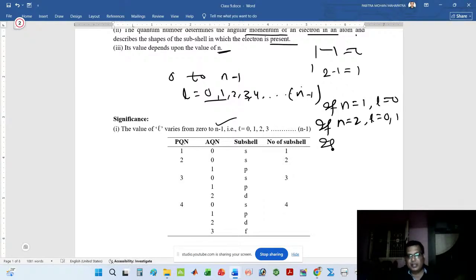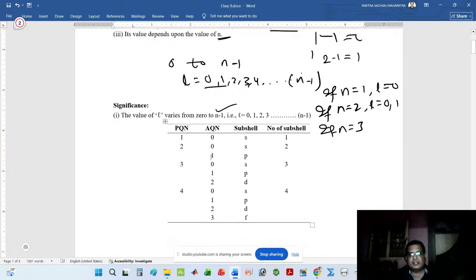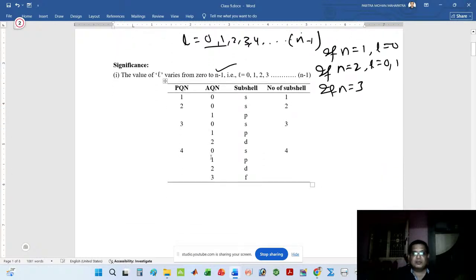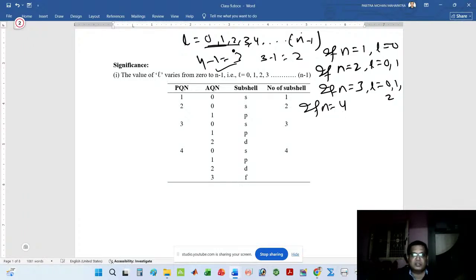If n is equal to 3, then what happens? N minus 1 means 3 minus 1, that is 2. That means the value of l is 0, 1, 2. So here I can write l is equal to 0, 1, 2. If n is equal to 4, then 4 minus 1 is 3. That means the value of l is 0, 1, 2, 3. So here I can write l is equal to 0, 1, 2, 3.